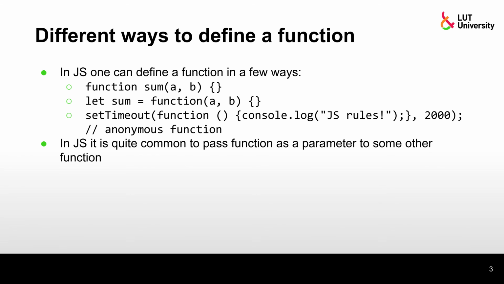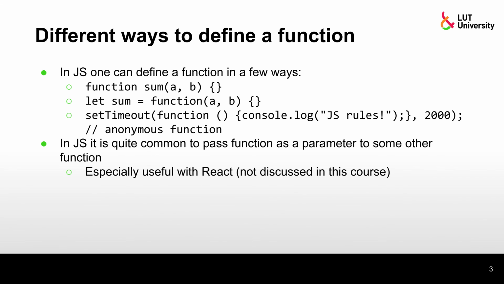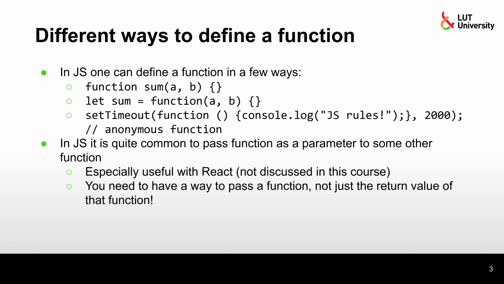And in JavaScript, it is quite common to pass a function as a parameter to some other function, especially when we are dealing with React, which is not part of this course, but in real life you will definitely meet React when you are programming with JavaScript. And the thing is here that you need to have a way to pass a function, not just the return value of that function. That's why we are using a lot of anonymous functions, for example.